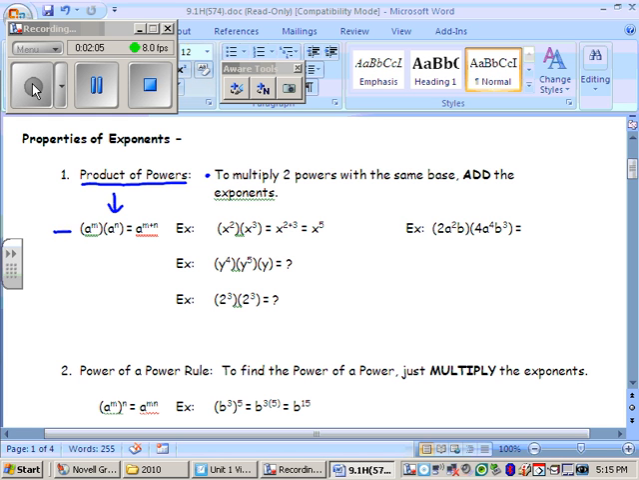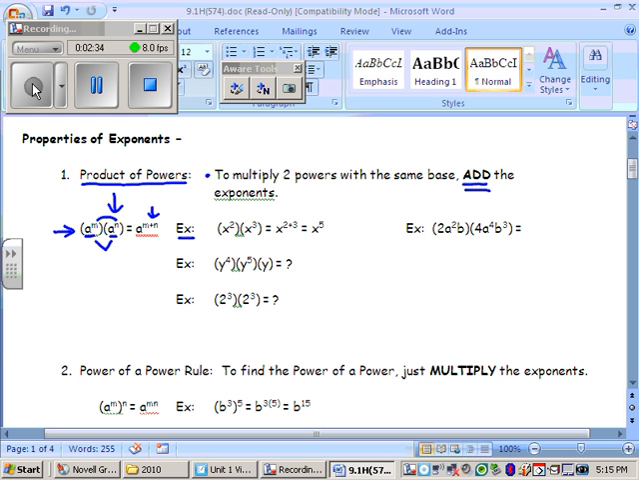So looking at this example over here, it says again to multiply two powers, which would be like this: a to the m times a to the n. That is showing that we are multiplying two powers. And it tells us to add the exponents together. So as long as the bases, which would be the a's, are the same, we're going to add the exponents, which is shown here. Now let's see what that looks like in an actual problem.